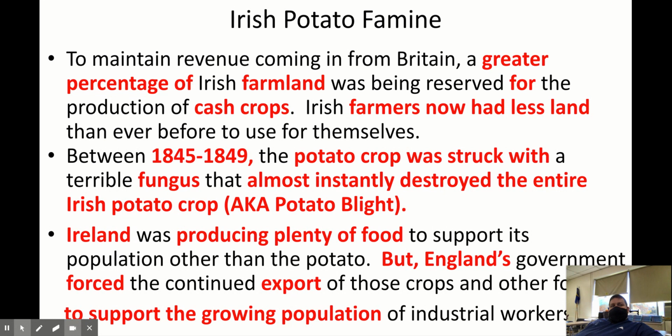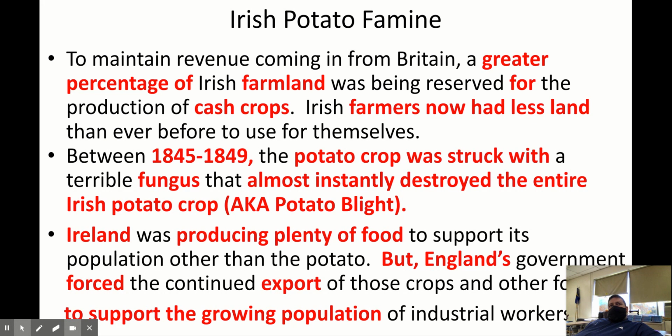But all of it's going to England. So they don't really have much of a choice. They're basically starving to death and surrounded by all kinds of food. But because of the Industrial Revolution and the industrial population growth, England forces the continued export of those crops from Ireland to England. So basically, Irish people are literally starving to death while they are harvesting crops that they're not allowed to have any of. And that's really the story of the Irish potato famine.